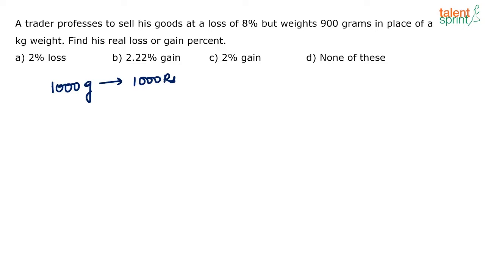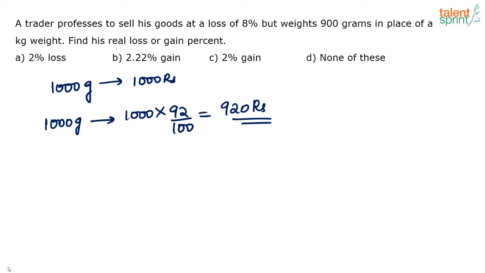He is professing to sell his goods at a loss of 8%. So what is he saying? He is saying that I am selling these 1000 grams at a loss of 8%. So basically I am selling these 1000 grams for 92% of its actual price, or only for 920 rupees. He is saying that I am selling 1000 grams for 920 rupees. Actual cost of these 1000 grams is 1000 rupees, but I am selling it for 920 rupees and I am making a loss of 8%.